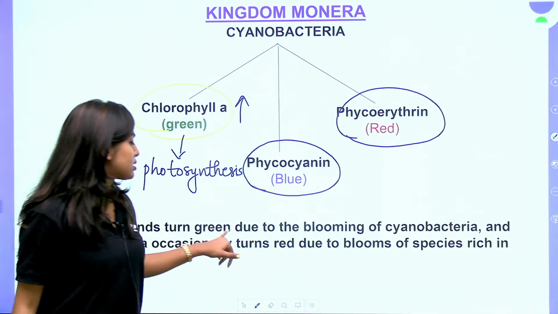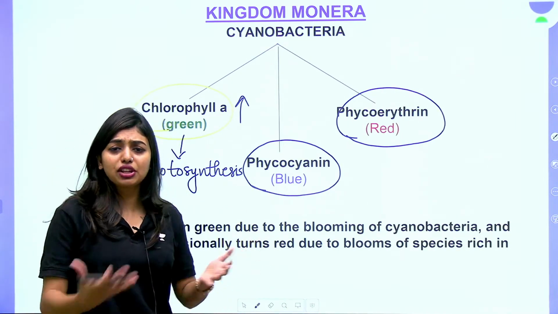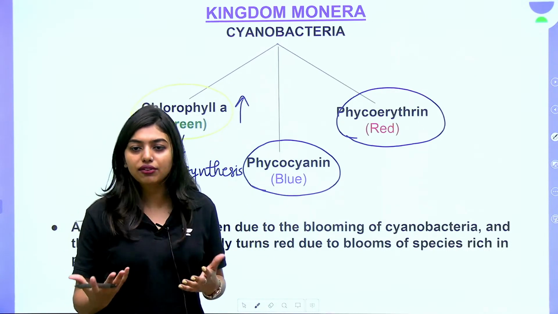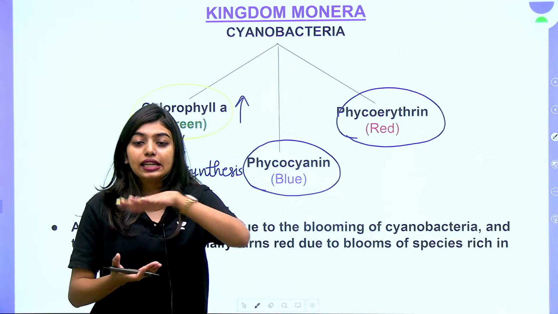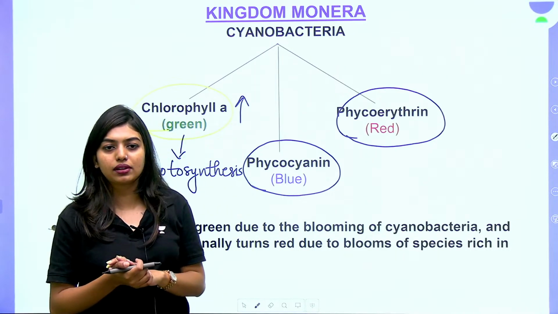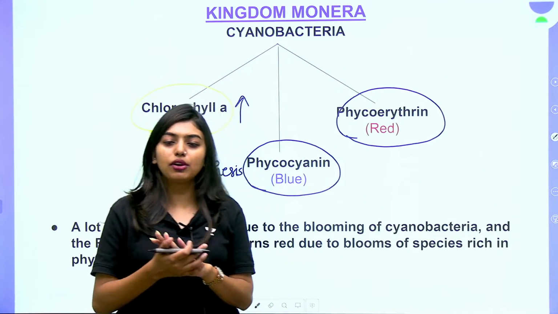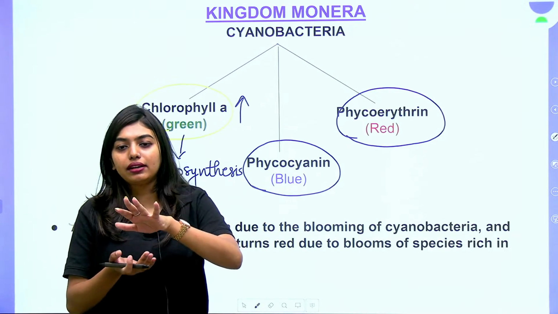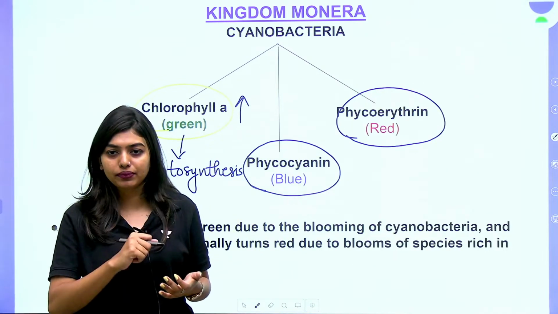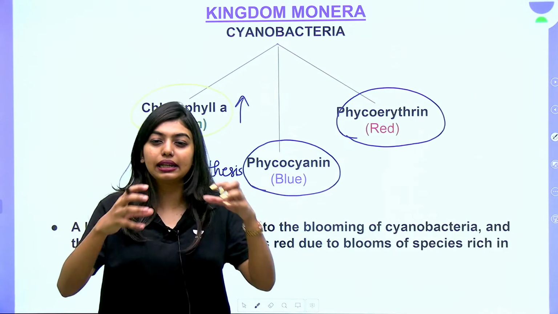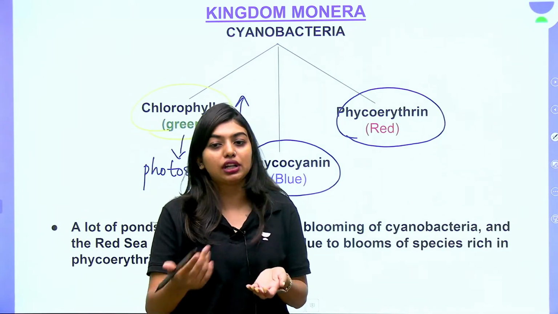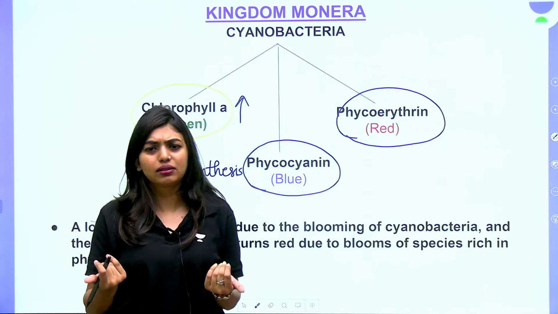Now, a lot of ponds turn green. Students, how many of you have seen, when you go through the village side, ponds which are not used a lot of times? You can see a completely green layer over it. Now, what is that green layer? That green layer is called an algal bloom. That means the algae has undergone rapid multiplication and covered the pond. You might be thinking, what is there in that?